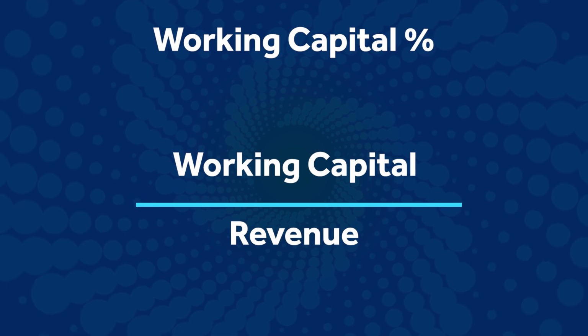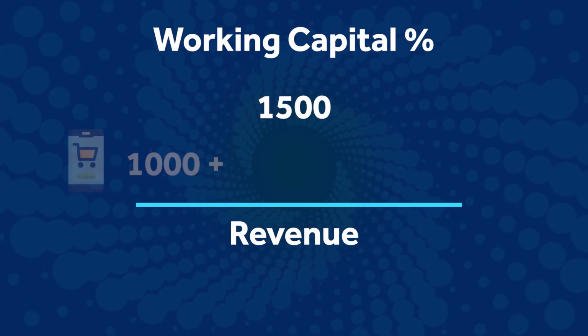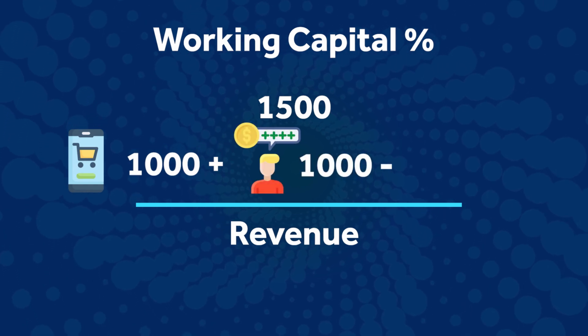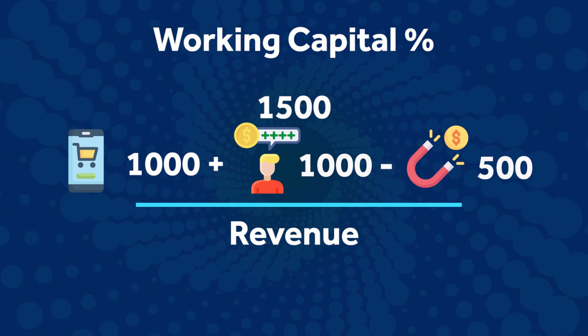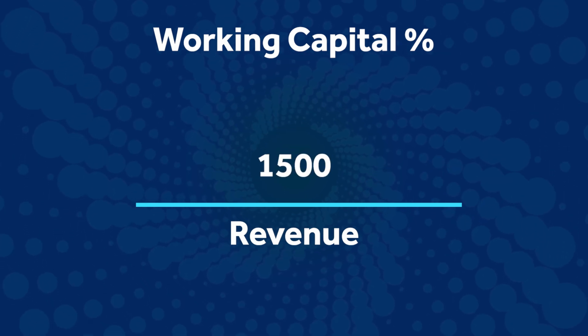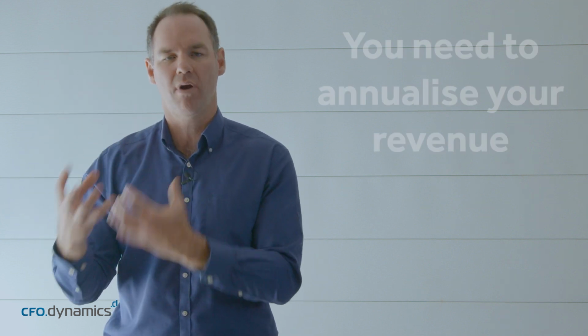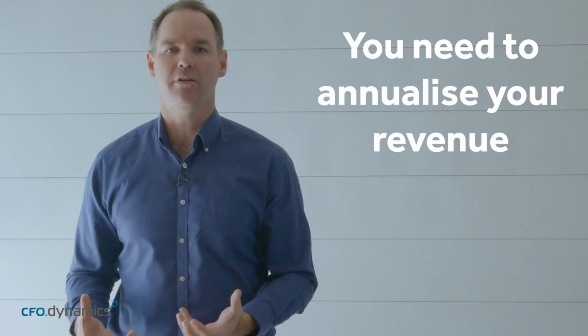So if I have a business that has $1,500 worth of working capital, let's say there's $1,000 worth of stock, $1,000 worth of debtors, and $500 worth of creditors, those numbers combined give me $1,500 worth of working capital. Whenever you're comparing a balance sheet and P&L in a financial calculation, you need to annualize the P&L. Because we're looking at revenue, we need to either use an annual figure or an annualized figure.